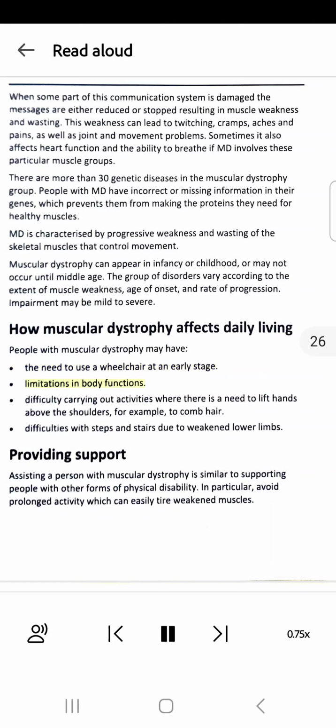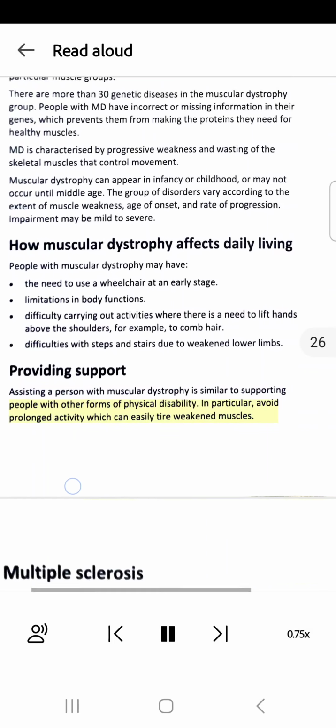Limitations in body functions. Difficulty carrying out activities where there is a need to lift hands above the shoulders, for example, to comb hair. Difficulties with steps and stairs due to weakened lower limbs. Providing support. Assisting a person with muscular dystrophy is similar to supporting people with other forms of physical disability. In particular, avoid prolonged activity which can easily tire weakened muscles.